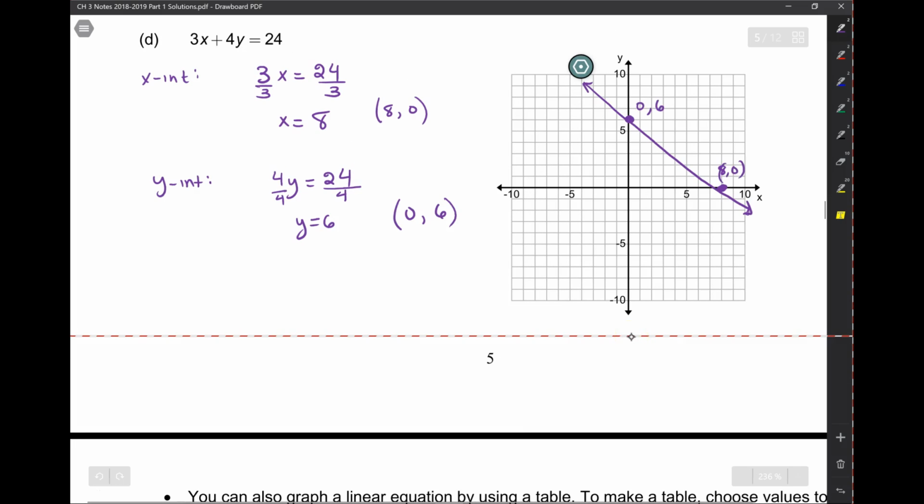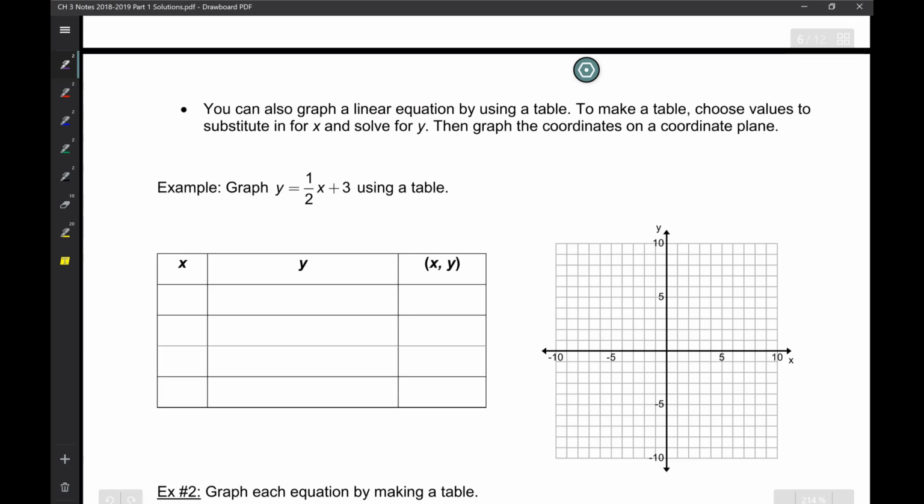and 0, comma 6. All right, so in the next one, we're going to graph using a different method. Okay, so you can also graph a linear equation in other ways. X-intercept and y-intercept is just one way of graphing a linear equation. What we can also do is we can make a table, right? And we can graph that way.